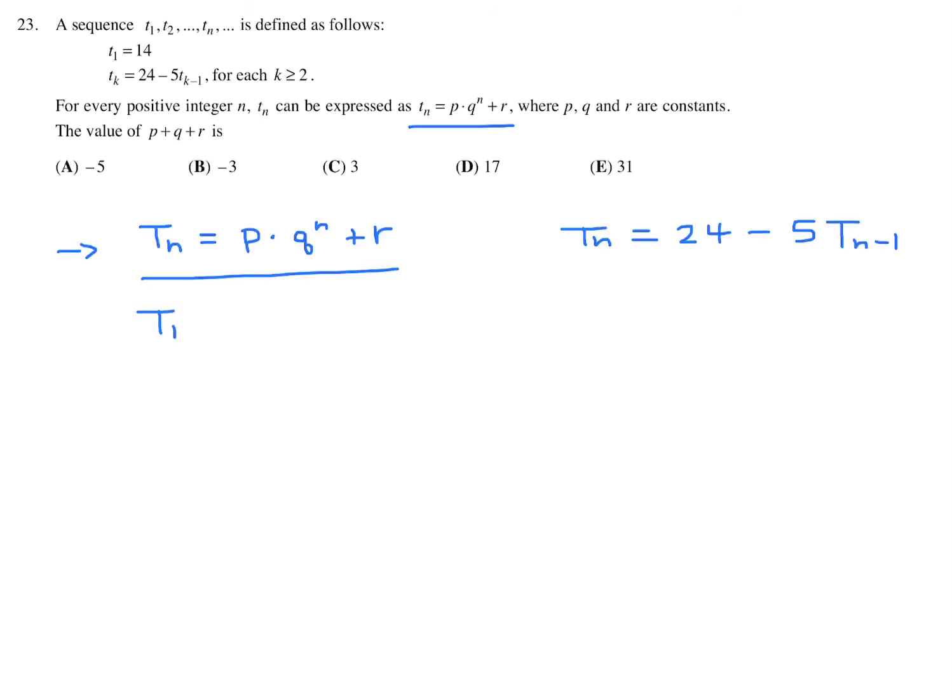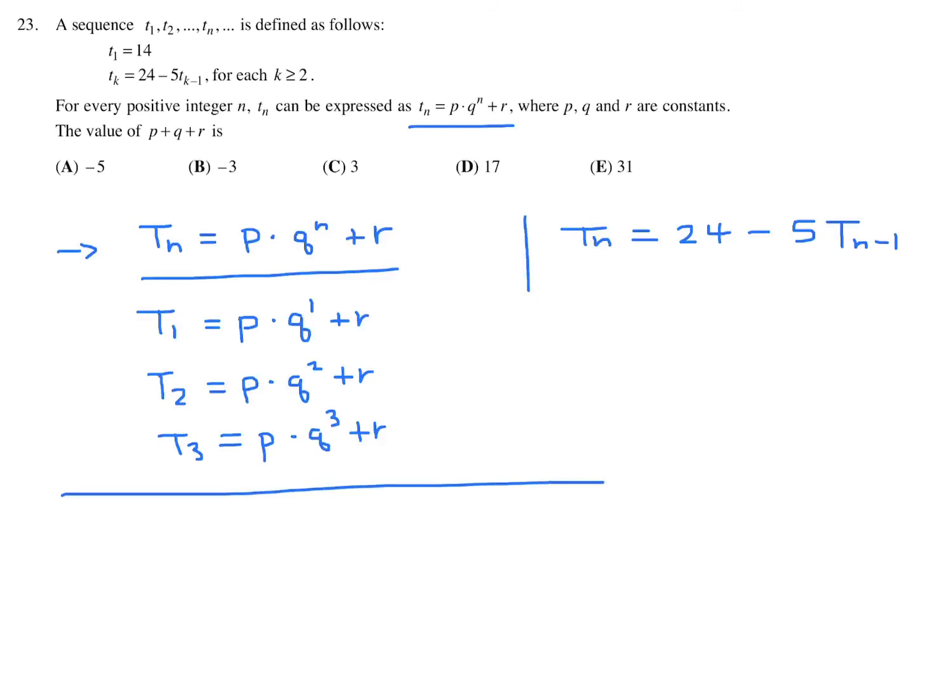So let's first look at this one here. If n is 1, we'd have p times q to the power of 1 plus r. If n is 2, we'd have p times q to the power of 2 plus r. If n is 3, we'd have p times q to the power of 3 plus r. You get the point: you just plug in 1, 2, and 3 where the n is. Now let's turn our attention to Tn. T1 they've given us as 14. That's given right here. So we'll figure out T2, T3 and see what we get.